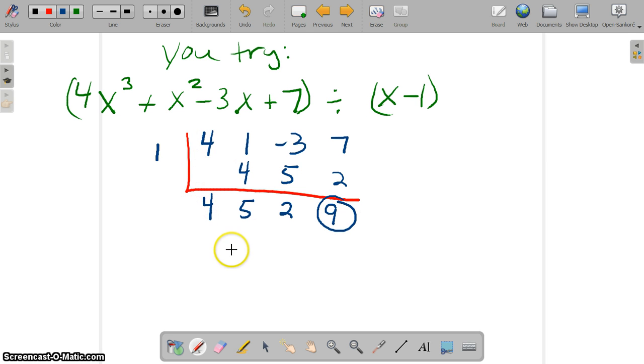So I'm going to write this out. This is going to be my 4x squared plus 5x plus 2 plus the remainder over x minus 1. Okay, that is my answer.